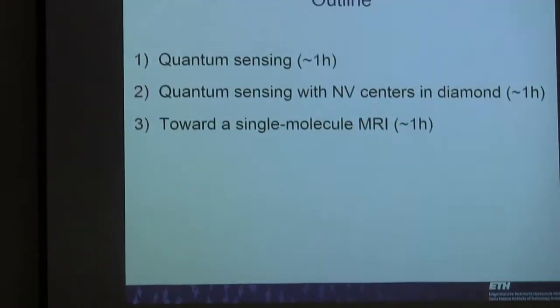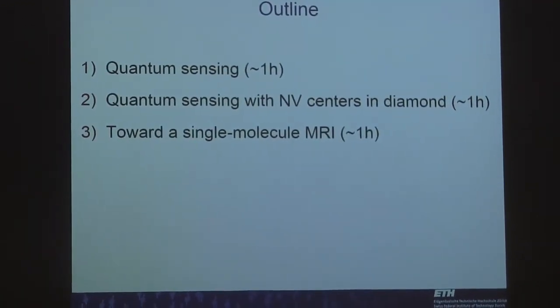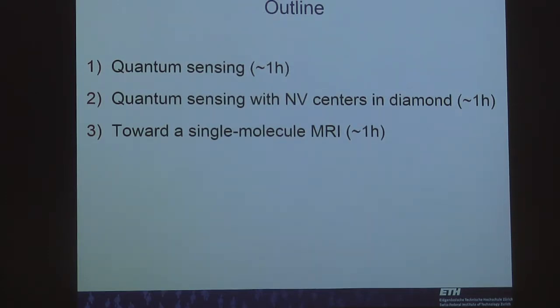Let's briefly recall the outline. Yesterday we heard about quantum sensing, just in a general introduction. Today I'm about to tell you about quantum sensing, but now getting experimental. We're going to take the one system that we use in our lab, and that's NV centers in diamond. I'm first going to show you some of the basics and then some applications.